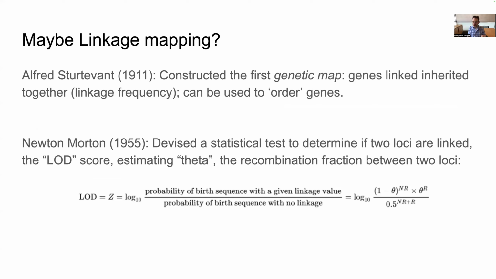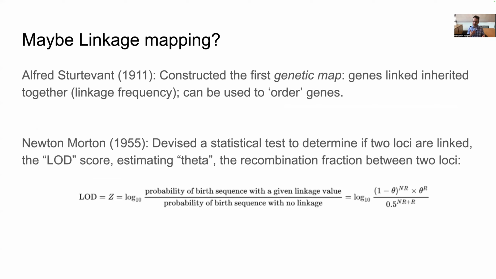So that intuition was brought formally in 1955 by Newton Morton, who basically took that intuition and converted it into a statistical test, a test to determine whether or not loci are actually linked. And probably many of you have heard this. It's the so-called Lod score. And the key idea about the Lod score is trying to estimate theta. And theta is the recombination fraction between two loci.